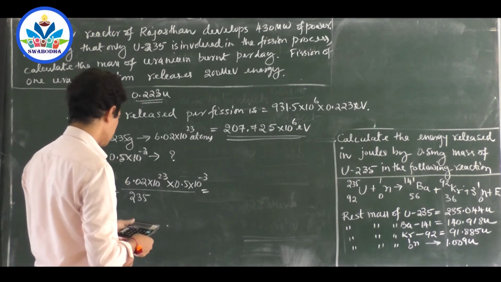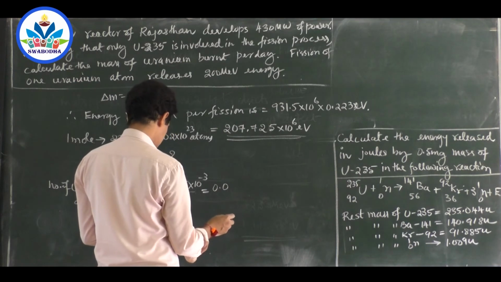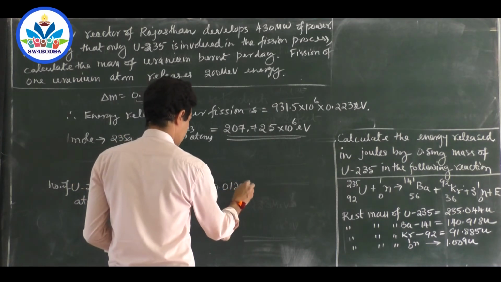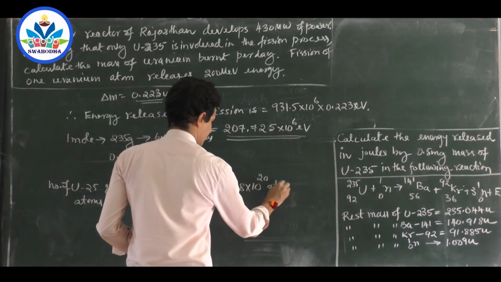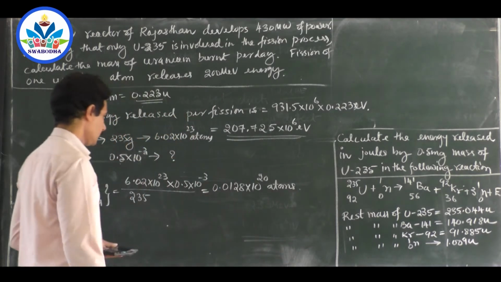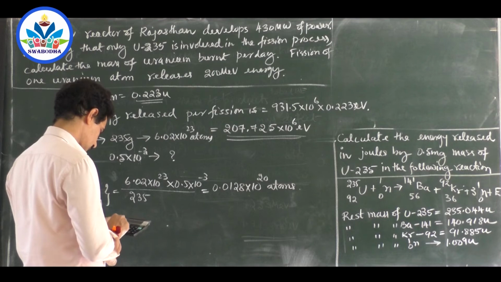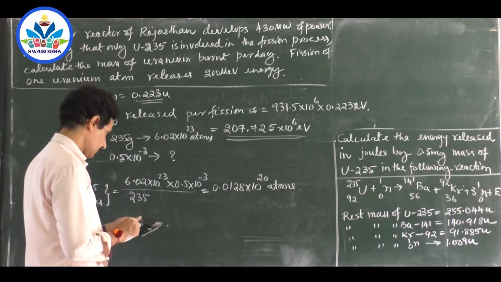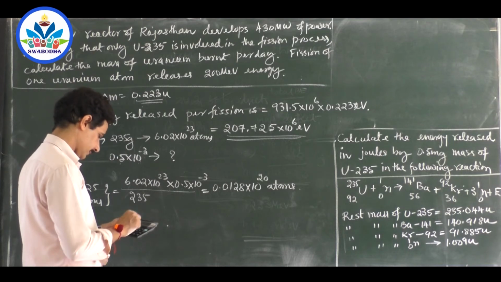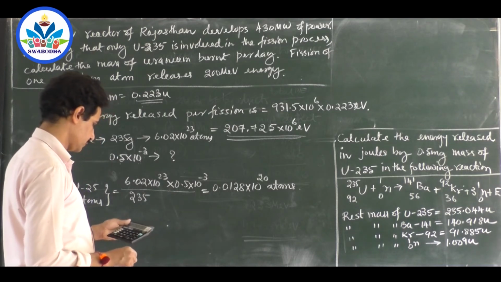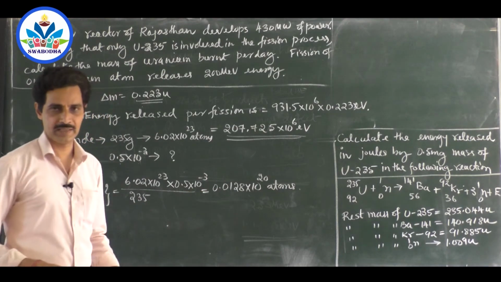Okay, so this comes to 0.0128 into 10 to the power 20 atoms. Let me check it once. 6.02 into 0.5 divided by 235 is equal to 0.0128 into 10 to the power 20 atoms. So many atoms are present in 0.5 milligram.